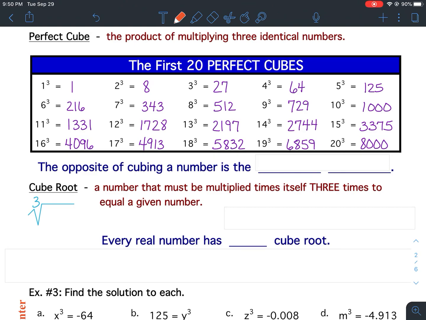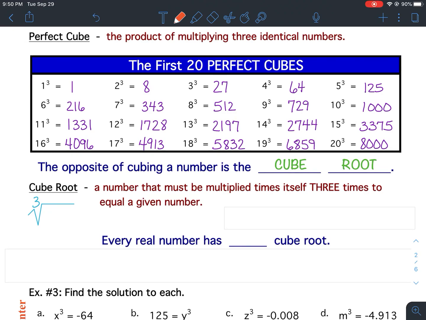Okay, the opposite of squaring a number is the square root. Well, the opposite of cubing a number is the cube root. All right, so a number that must be multiplied times itself 3 times is equal to a given number. So a cube root is a number that must be multiplied times itself 3 times to equal a given number.